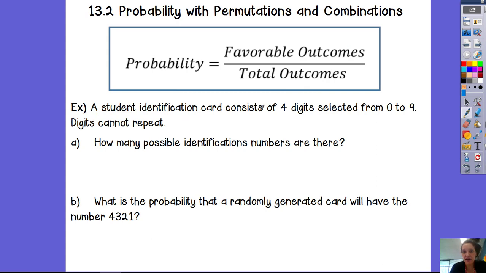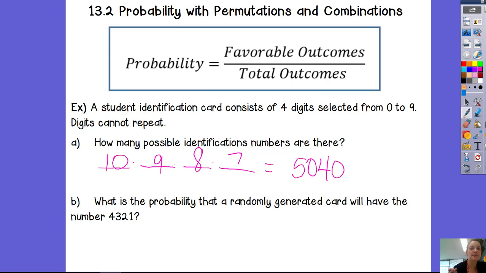So a student ID card consists of 4 digits selected from 0 to 9. Digits cannot repeat. So the first part is just how many possible ID numbers are there? So this is just a permutation. There's 4 digits. They can't repeat. I have 10 options for the first digit. Then once I choose a digit for the first digit, it's off limits. So then I have 9 possibilities for the second digit. Then I have 8 possibilities for the third digit, 7 possibilities for the fourth digit. So there are 5,040 possible identification numbers. So that is our total number of outcomes.